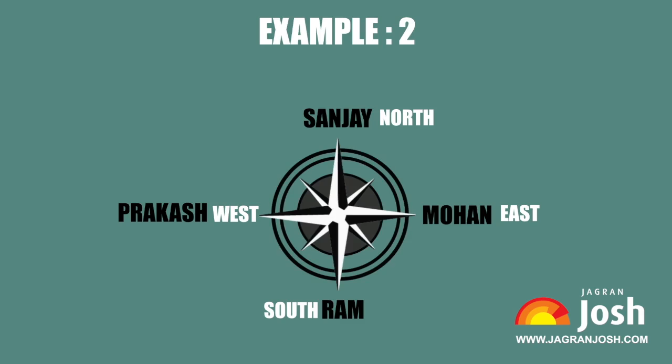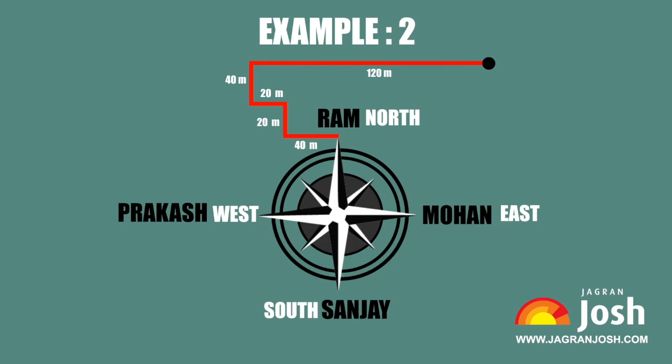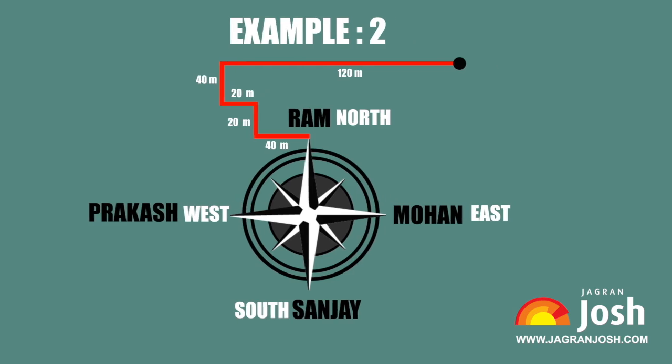Example 2. Ram is facing south. He turns right and walks 40 meters. Then he turns right again and walks 20 meters. Then he turns left and walks 20 meters. And then turning right, he walks 40 meters. Then he turns right again and walks 120 meters. In which direction is he from the starting point?